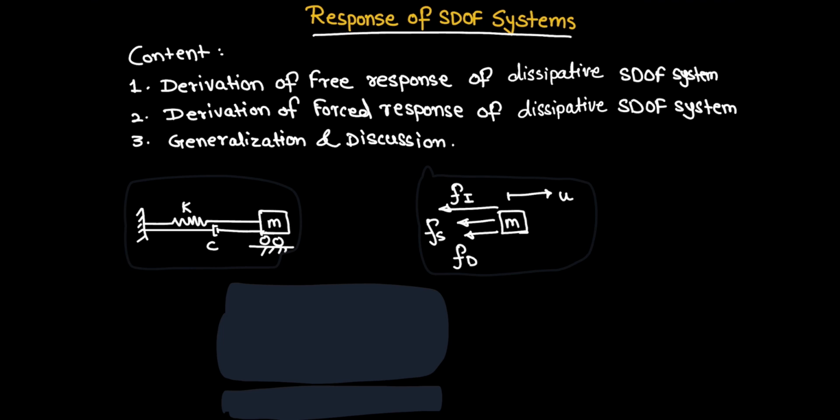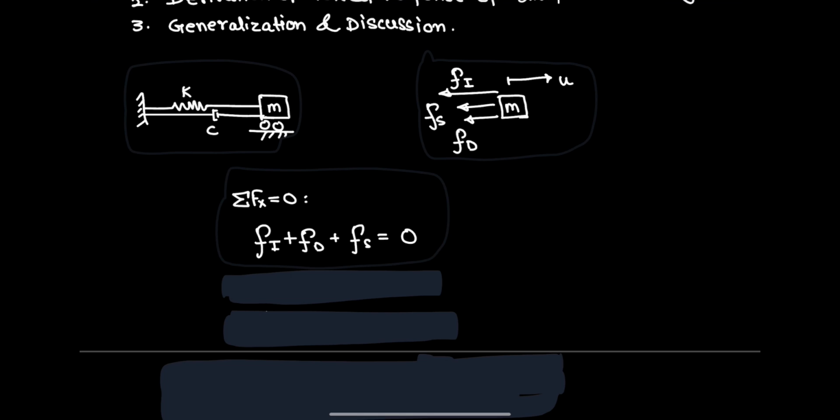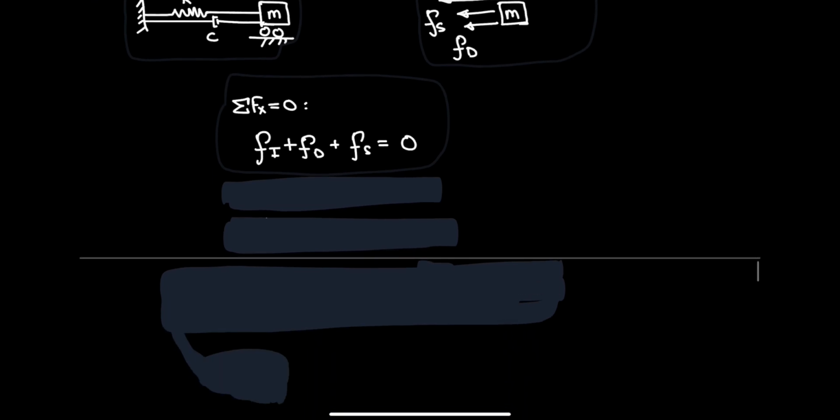So in this case, we would have force due to inertia, force due to spring, and force due to the damper acting opposite to the direction of displacement. Taking the summation of forces in the x direction equal to 0, we have the equation of motion like this. We substitute the forces as we know, and we get mass into acceleration plus damping coefficient into velocity plus spring coefficient into displacement equal to 0.